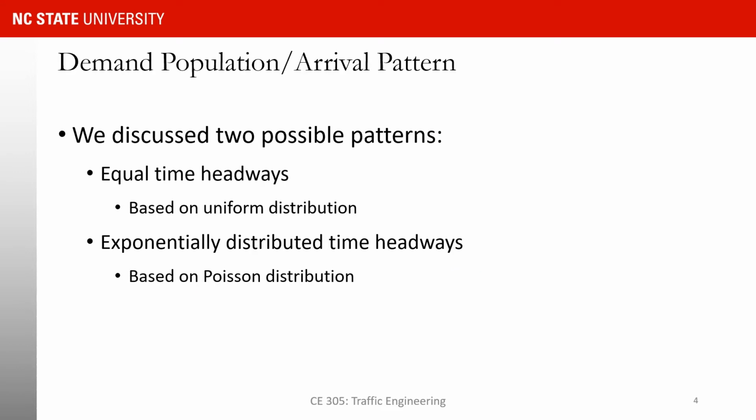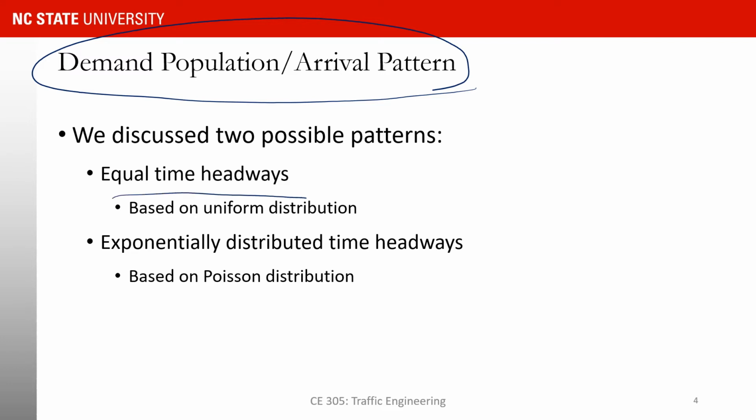So now let's focus a little bit more on the arrival pattern, okay? If you think about it, so far in this course, we have already talked about 2 different ways of arrival. One is equal time headways, the other one is exponentially distributed time headways. So equal time headways is when the headway between every 2 consecutive customers is identical, the same number. What does that mean? It means that, for example, every 5 minutes a customer arrives.